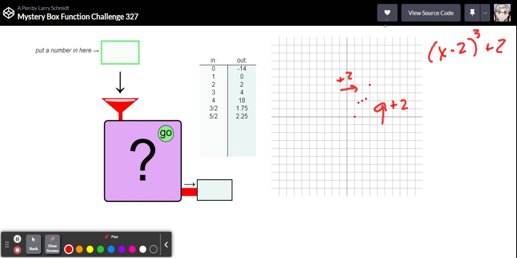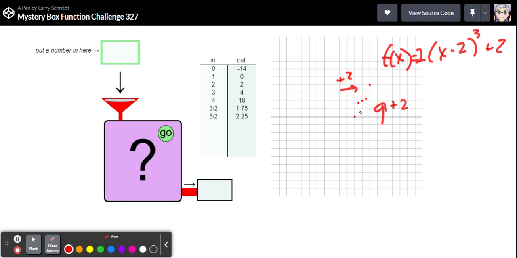I think there's one other thing going on here. I think we have a multiplier, and the reason I say that is that if this is our center, then when you move 1 over, it goes up 2 rather than going up 1. So 1 cubed is 1. There must be a multiplier of 2 on the outside here.